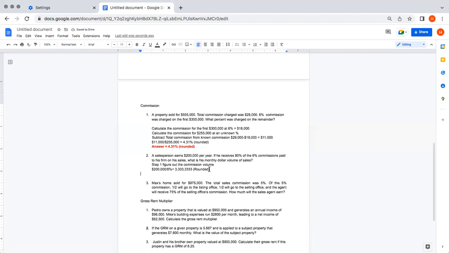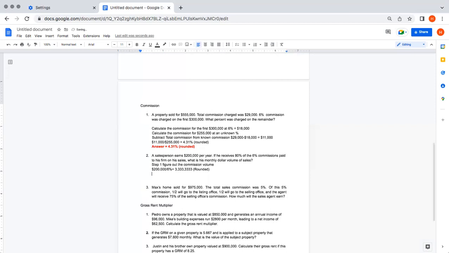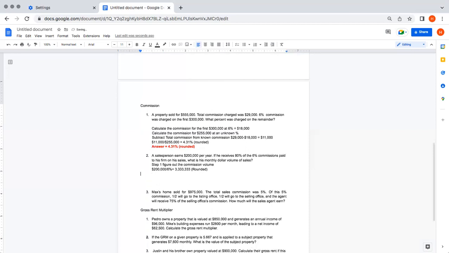The next step is to figure out the annual commission volume. We know that this number represents 80% of the total sales volume. We already know the numbers. We know that this is 80% of the number we need to figure out, which is his annual sales volume. So we need to take $3,333,333 and figure out what that number is 80% of, and then that's his annual sales volume.